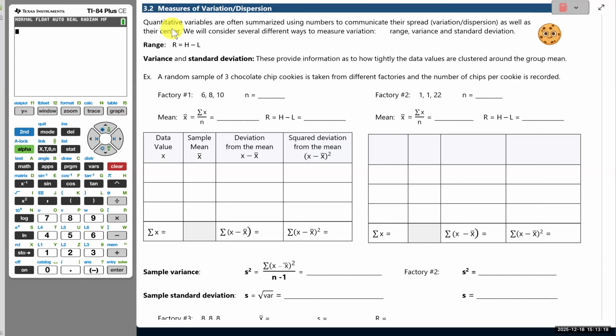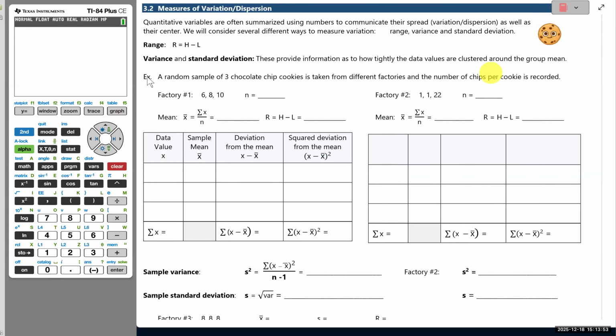In this section, rather than measures of center, we're going to focus on different ways that you can measure variation in a data set. In particular, we'll look at range, variance, and standard deviation. Range we've seen before. It's a really simple calculation. It's just the difference between the highest and lowest data value. But the new thing we see here is variance and standard deviation. These measures will provide information as to how tightly the data values are clustered around the group mean.